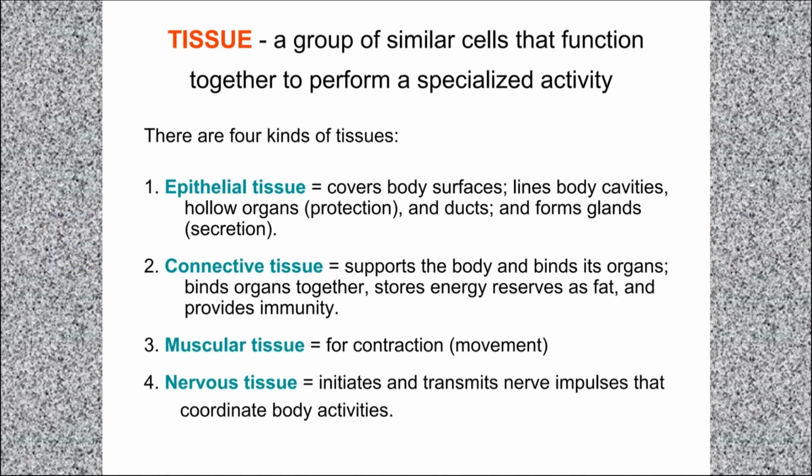A tissue is a group of similar cells that function together to form a specialized activity, and there are four kinds of tissue: epithelial tissue, connective tissue, muscular tissue, nervous tissue, and also the fluid connective tissue. So these are all the basic types of tissues which cover different parts of the body, and blood is also one of the tissues which circulates throughout the body to carry oxygen and bring back the carbon dioxide which is produced by the different cells.